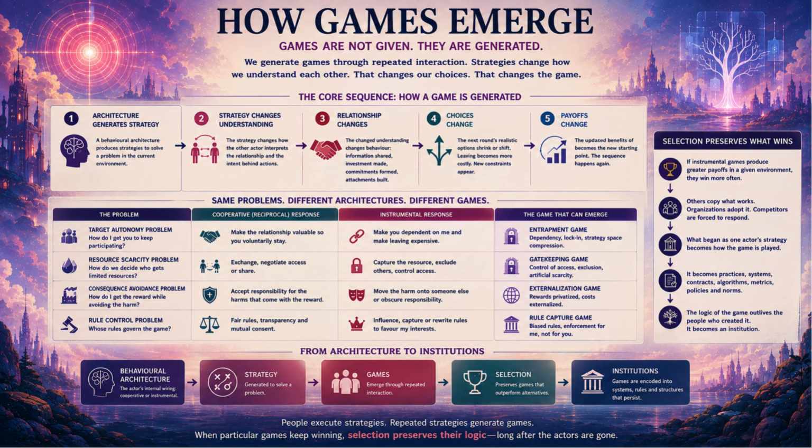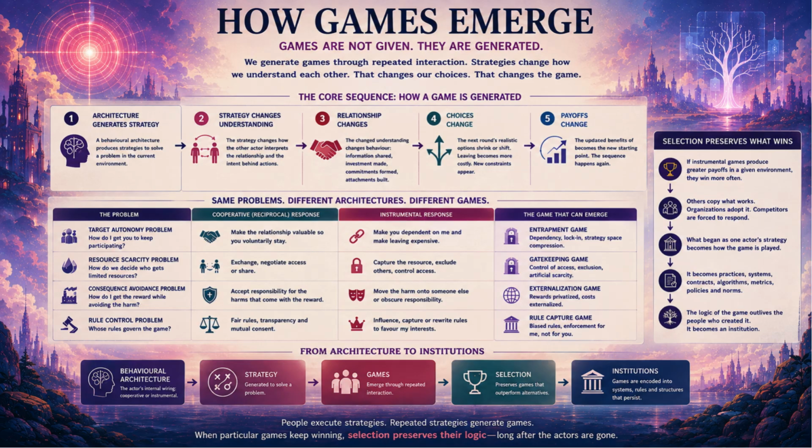And so this is probably the point where we're departing most clearly from the simplified way games are often presented. We normally begin with the game already specified. Here are the players, here are the strategies, here are the payoffs. Now solve for the equilibrium, right? John Nash. But human social games often aren't given in that form. The players actually generate the game through repeated interaction. Behavioral architecture generates a strategy. The strategy changes another actor's internal model. That changes the relationship. The changed relationship changes the realistic strategy set in the next round.